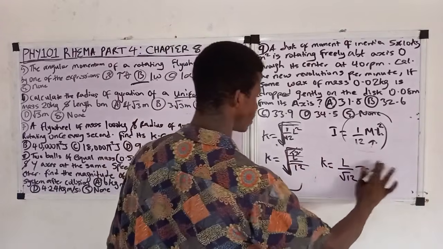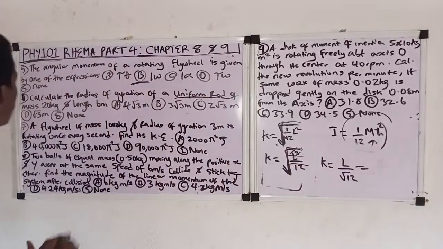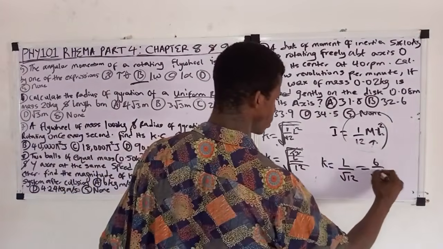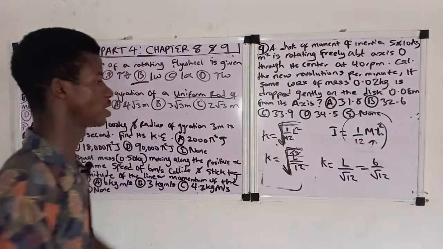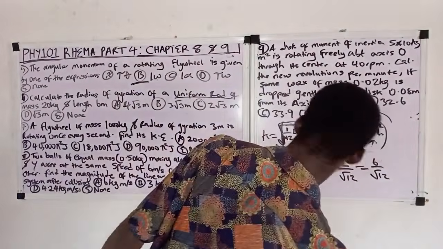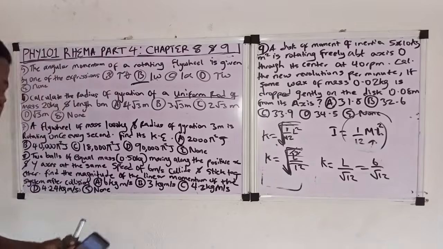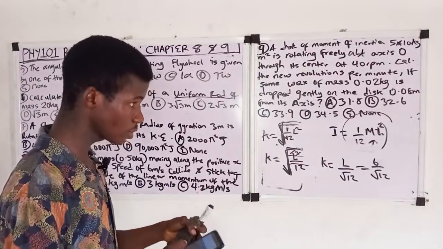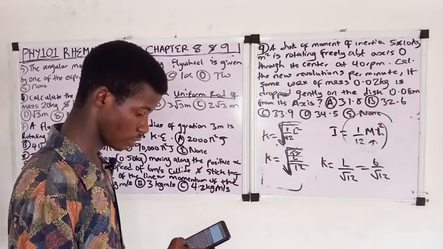So let's solve K. It's very easy. Now, what is the length? Length is 6, right? Length is 6, then root 12. So let's just simplify it with the calculator and we'll get our answer here. It's very easy. That's it. Okay, so let's do it. 6 divided by root 12.